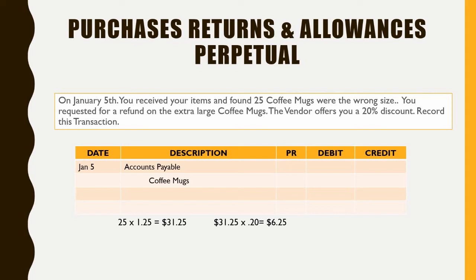So, therefore, you're going to reduce your inventory by $6.25. Now, remember, this doesn't affect your quantity, right? It only affects your total cost because you paid 25 of those coffee mugs at a discounted price. Okay. Any questions?